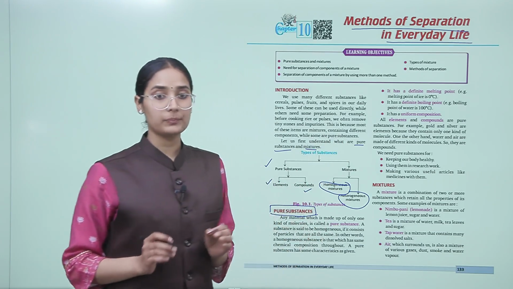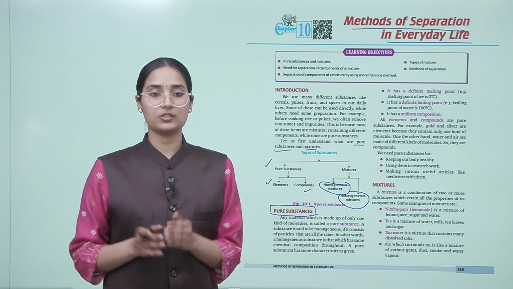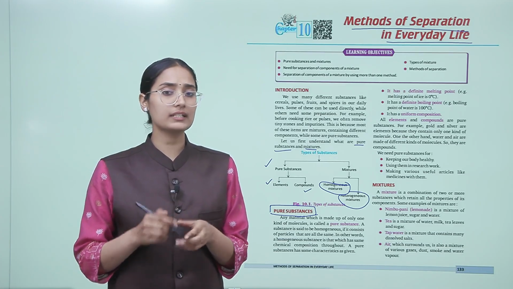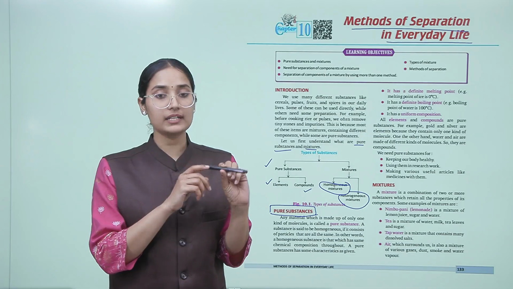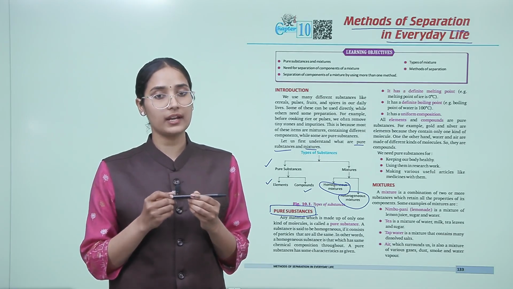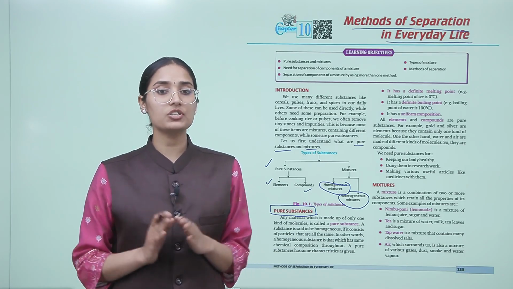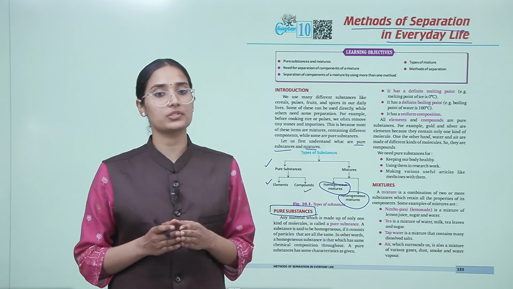Any material which is made up of only one kind of molecule is called a pure substance. Let's say this is a pen and it is made up of only plastic. So this will be called a pure substance. Any material which is made up of only one kind of molecule is called a pure substance.